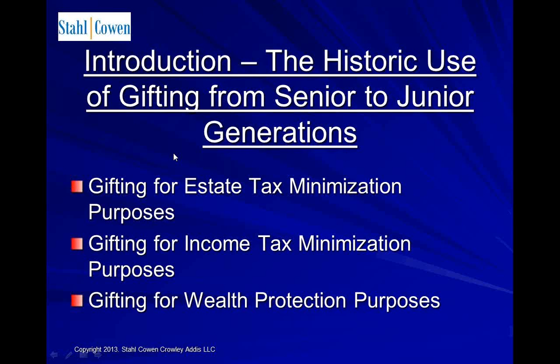The first one is estate tax minimization. The gifting exemption: there are two exemptions for estate tax purposes that we commonly talk about. One is the annual gift tax exclusion. When I started in practice many years ago, that was $10,000. It's increased over time. It is now $14,000. So each person can gift $14,000 per year per donee.